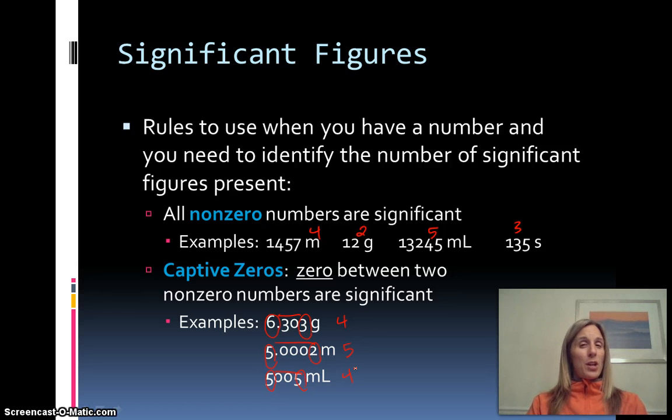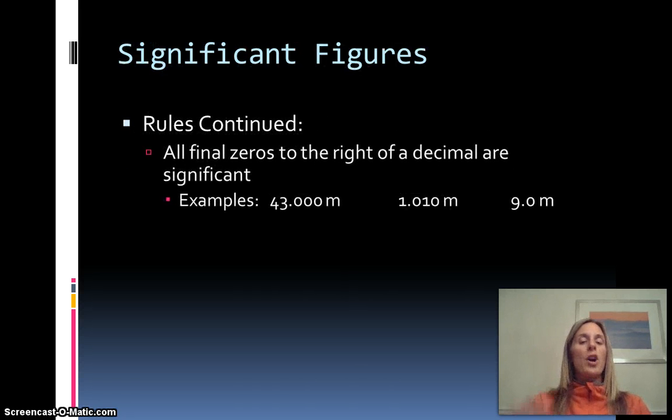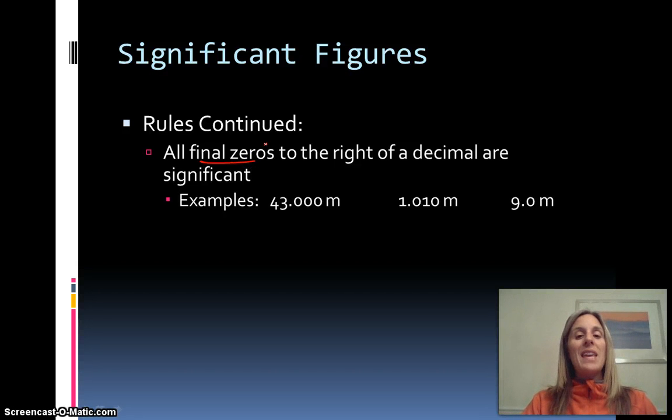So what if we have zeros that happen to fall outside those non-zero numbers? How do we know if they matter or not? Our first rule for those types of zeros is dealing with what we call a final zero. Our final zero is going to be at the end of a number and to the right of a decimal place, meaning they're going to be at the end of your measurement.